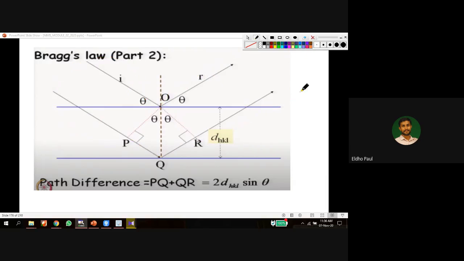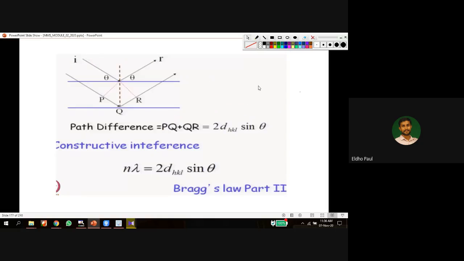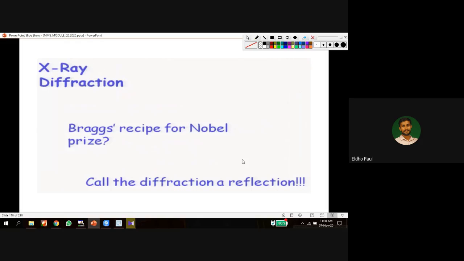And this extra portion is equal to N lambda. We can consider PQ and QR as N lambda, that is N times the wavelength. From this we got N lambda is equal to 2D sin theta. That is the second part of Bragg's law. And based on this, Bragg got a Nobel Prize.